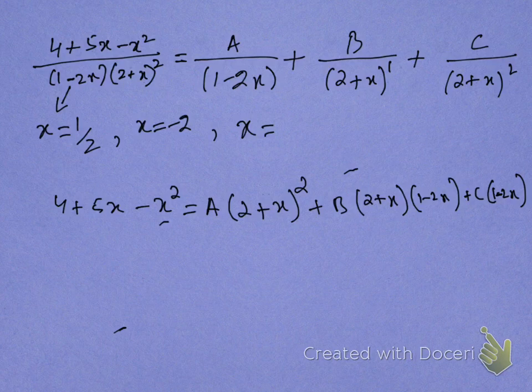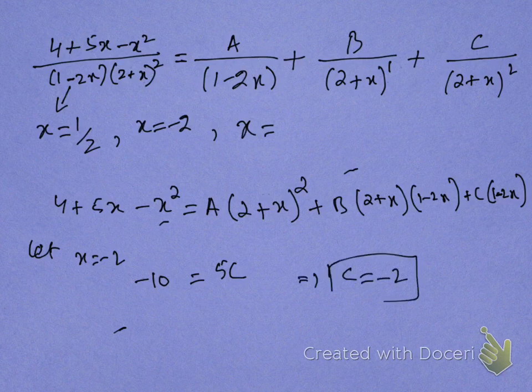Well, substitute x = -2 first. You can also substitute half. When we substitute x = -2, on left side we have minus 10, and on right side we have 5c. Therefore the answer of c will be -2.